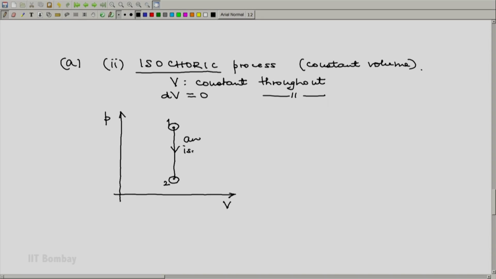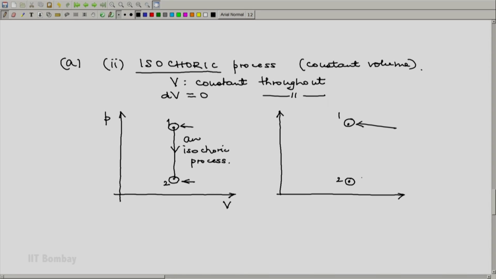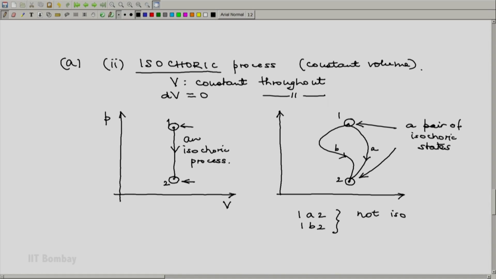This is an illustration of an isochoric process. In a similar fashion, as explained earlier, here are a pair of states 1 and 2, a pair of isochoric states. Whereas you can consider a process like this, or maybe even a process like this. Both these processes, 1A2 and 1B2, neither of them are isochoric.